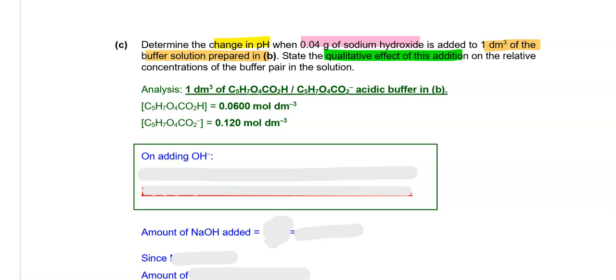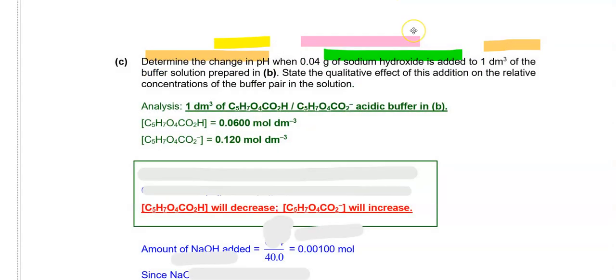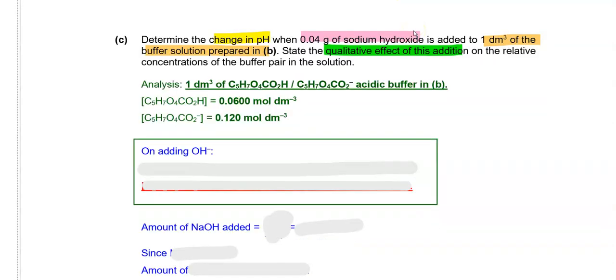Okay, moving on to C. In C, we add 0.04 grams of sodium hydroxide. So from this, we know that we are adding OH minus to the buffer. Given the information, we will be able to find the number of moles of NaOH using the mass and the MR of sodium hydroxide.